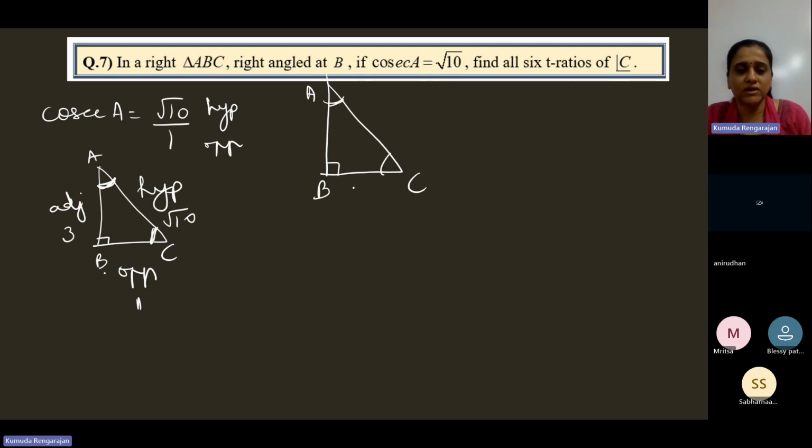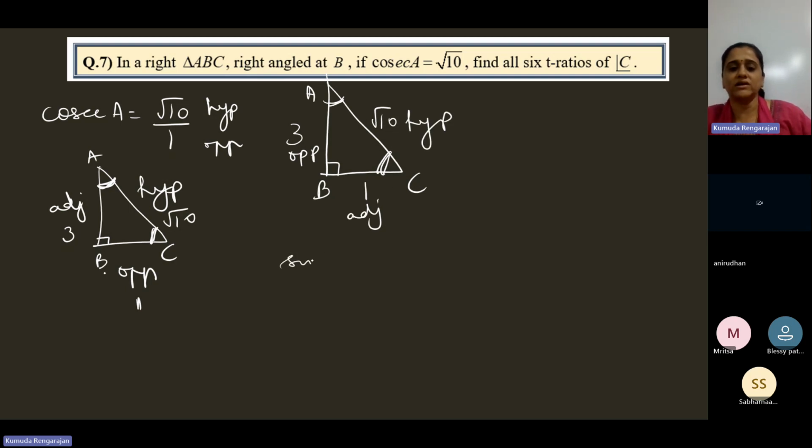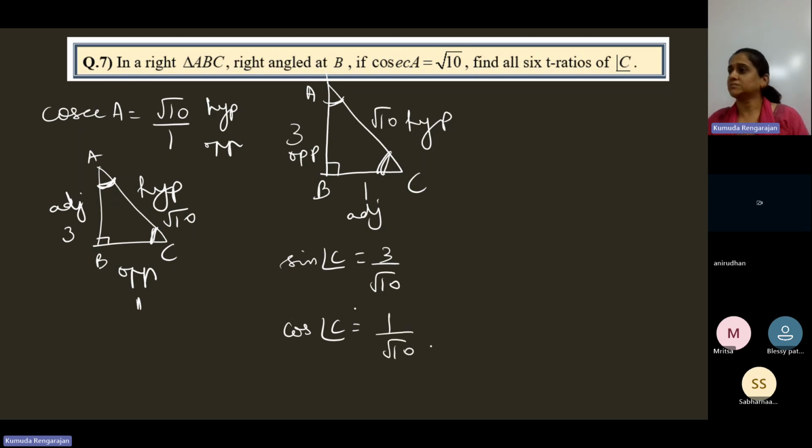Now we had marked 1 here, we got 3 and so for angle C, which is the opposite side, this one is the opposite side. For angle C, this is the adjacent side. This is the hypotenuse. So now you should find sine of angle C. What is sine of angle C? Opposite by hypotenuse. So 3 by root 10. What is cos of angle C? Adjacent by hypotenuse. 1 by root 10. Like this.